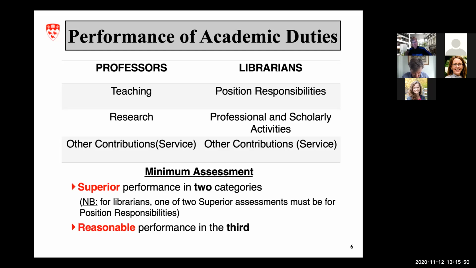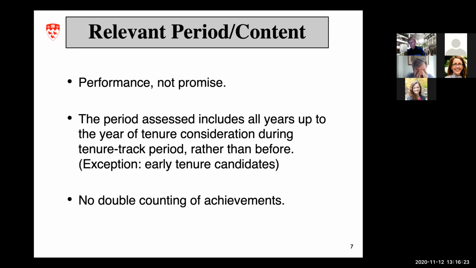Anyone who gets a less than reasonable, so each dossier in the tenure file, teaching, research, and service, is assessed on its own individual merits, and each individual dossier is given a rating of either superior, reasonable, or less than reasonable. And if any of those dossiers is accorded a less than reasonable by the committee, in those cases, tenure cannot be recommended. So a less than reasonable on any of these areas of responsibility will lead to a negative recommendation in regard to tenure.